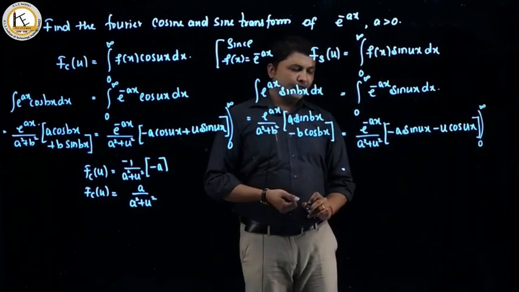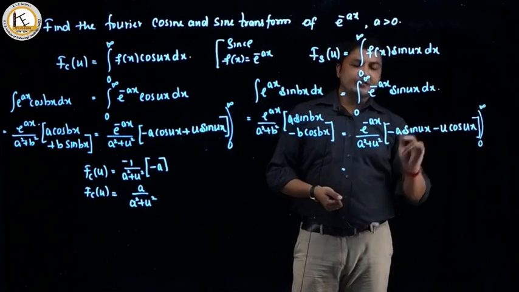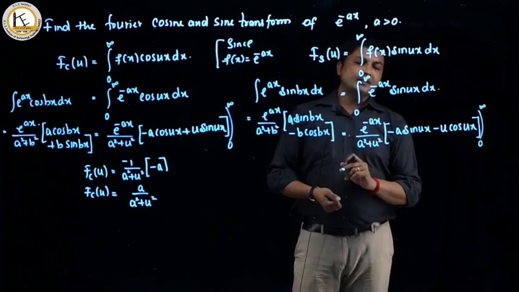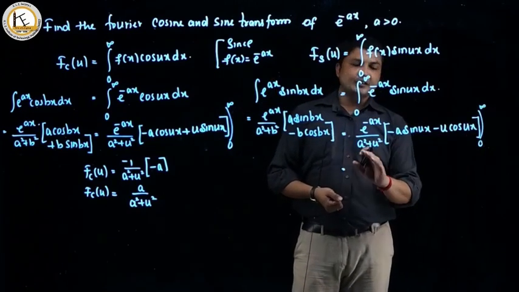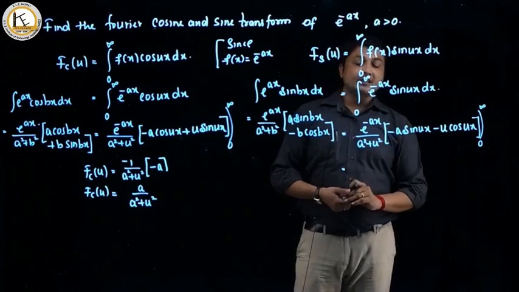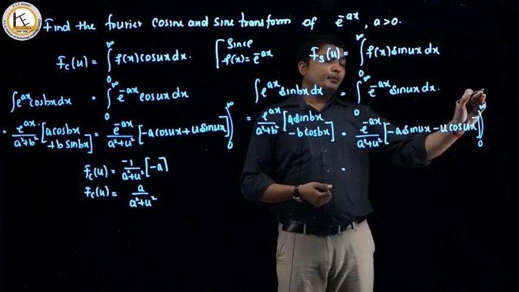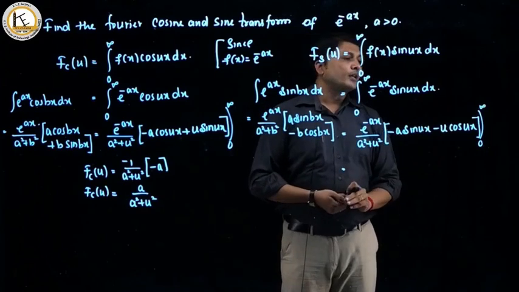So once again applying the upper limit infinity here, e raised to minus infinity will be 0. So 0 into anything becomes 0. Therefore, for the upper limit, the complete function becomes 0.